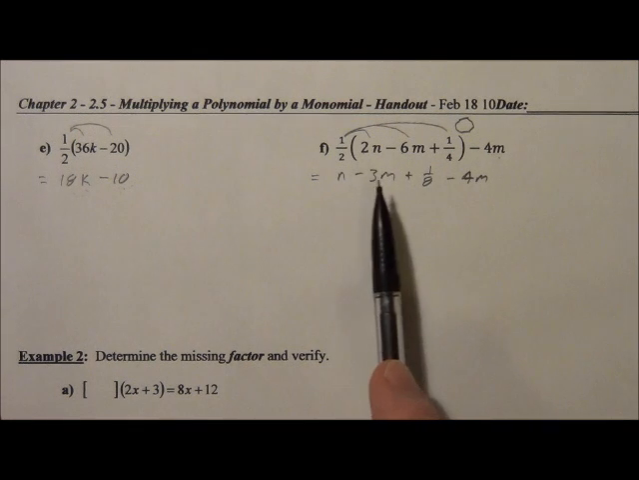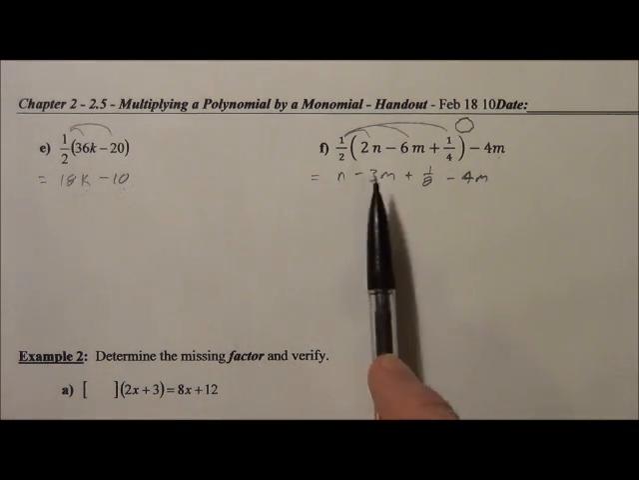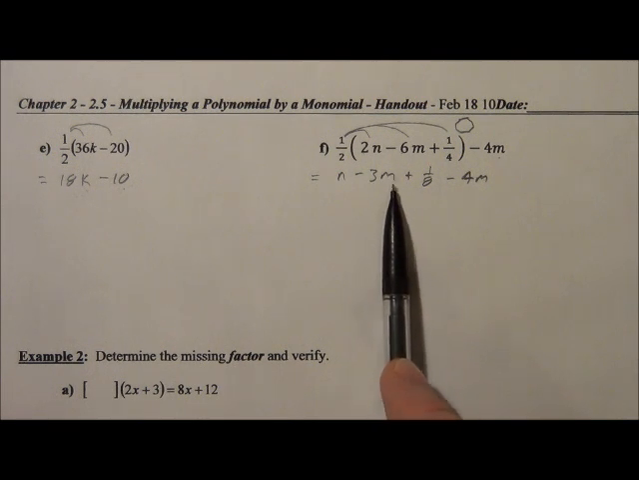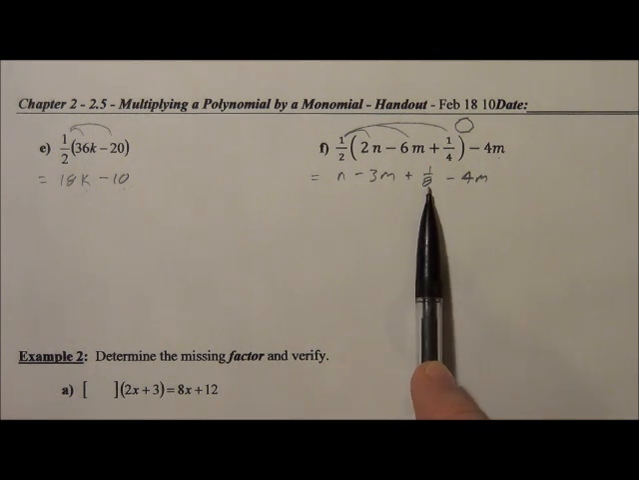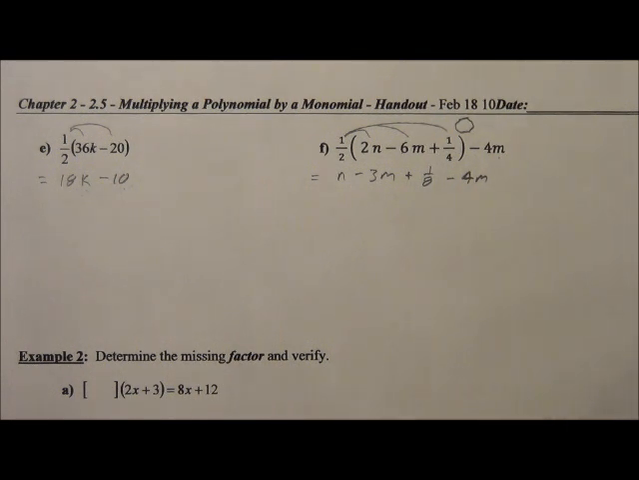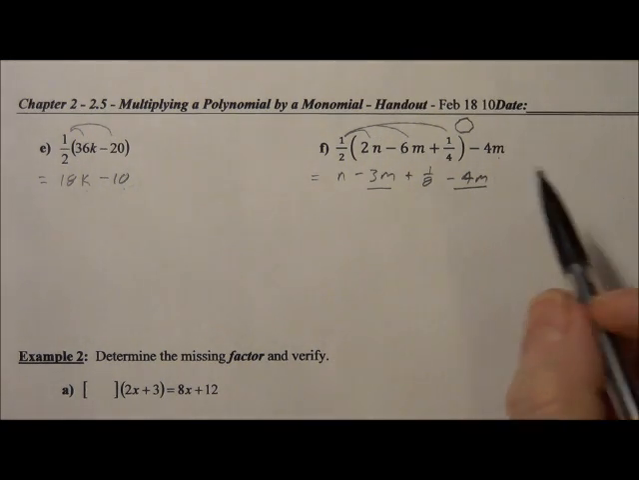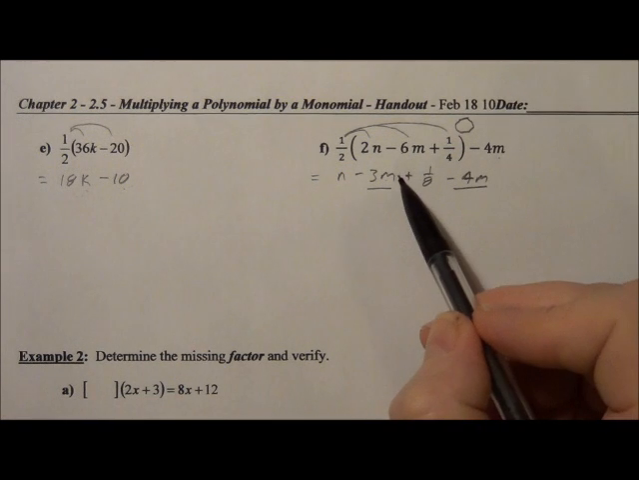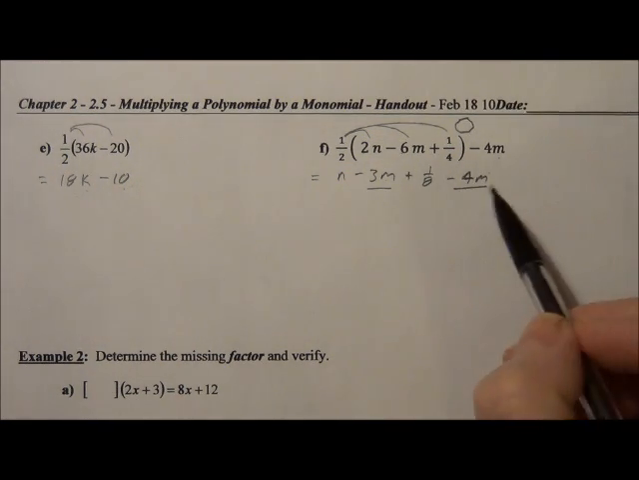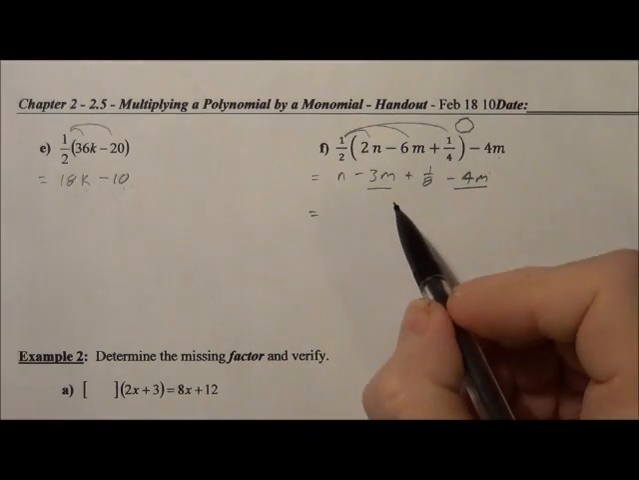So we look at all the terms. So we see we've got an n, we've got a negative 3m, we've got a 1/8 constant, and a negative 4m. There are two like terms there. Negative 3m and negative 4m. Same variable, exact same exponent. Those are like terms. Those ones we can combine together.